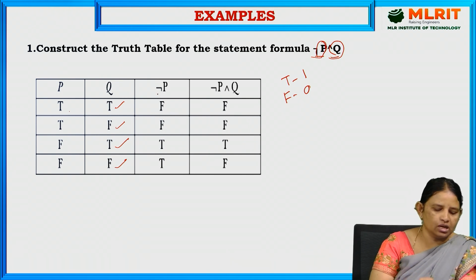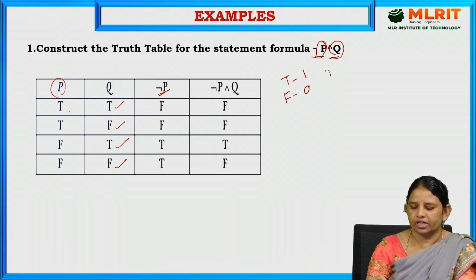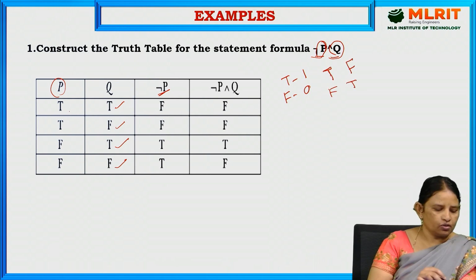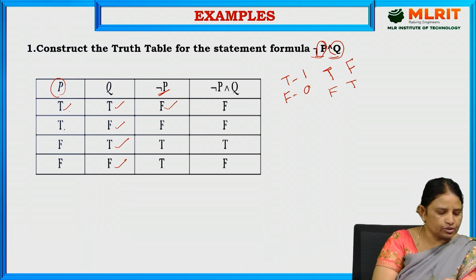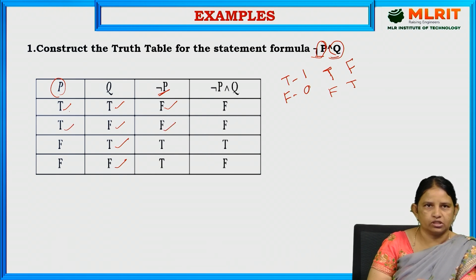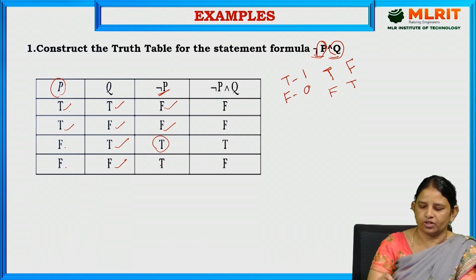That means we need to apply the negation for the proposition P. What is a negation? If it is true, it returns false. If it is false, it returns true. So for the first combination, true, negation P means false. Next, true, negation P means false. False, negation P means true. False, negation P means true. So the first one is completed.